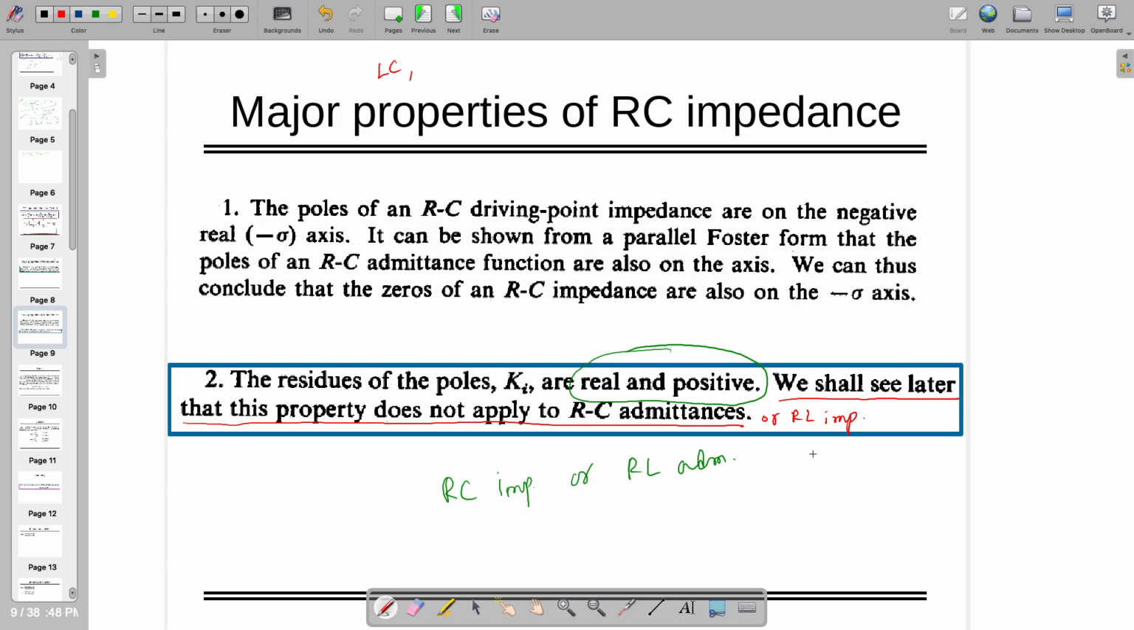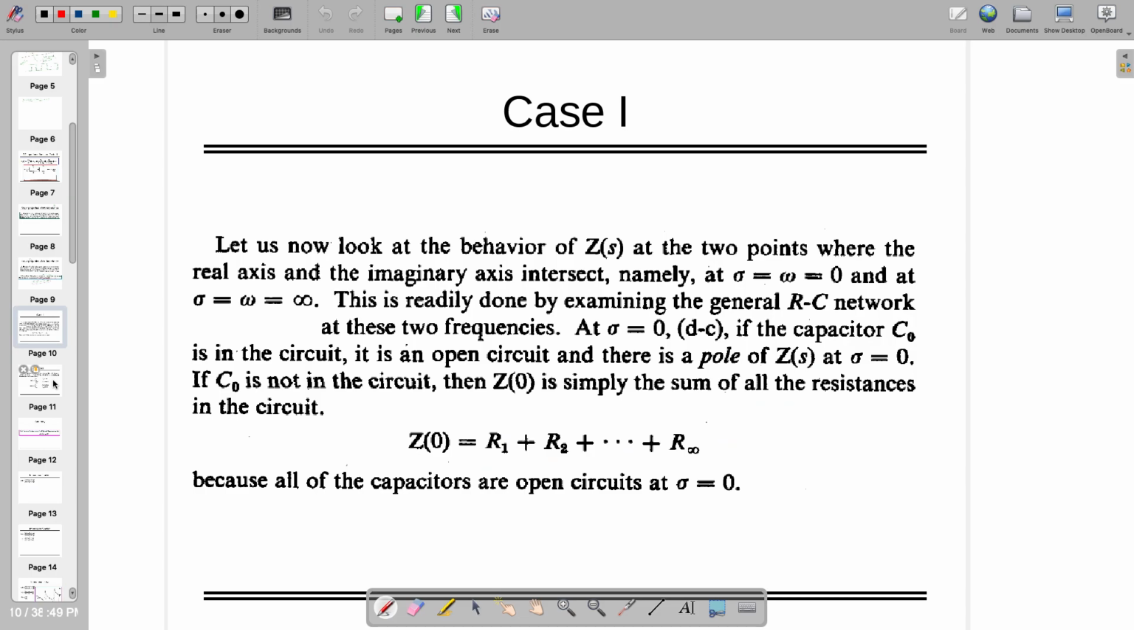So that's the last part. We are not going to talk about it right now, as we are studying RC impedance or RL admittance. So that might be case 1, that is Z of S at the 2 points where the real axis and imaginary axis intersect, namely sigma equal to omega equal to 0. This we are going to call, you are dealing at DC value or 0 frequency.